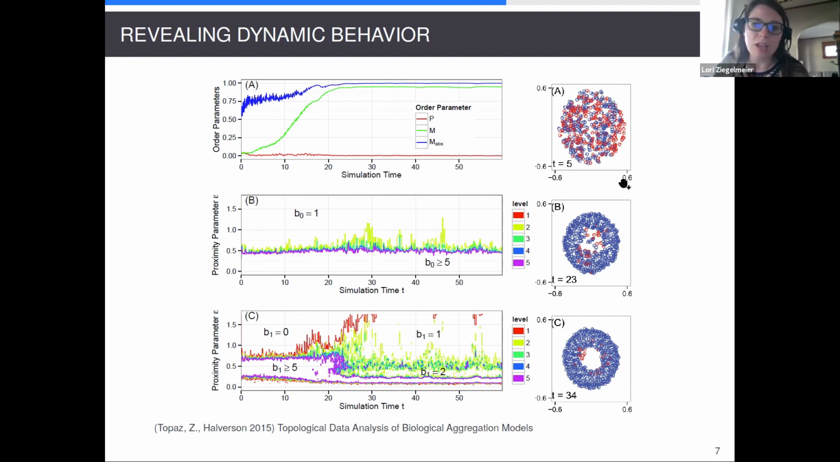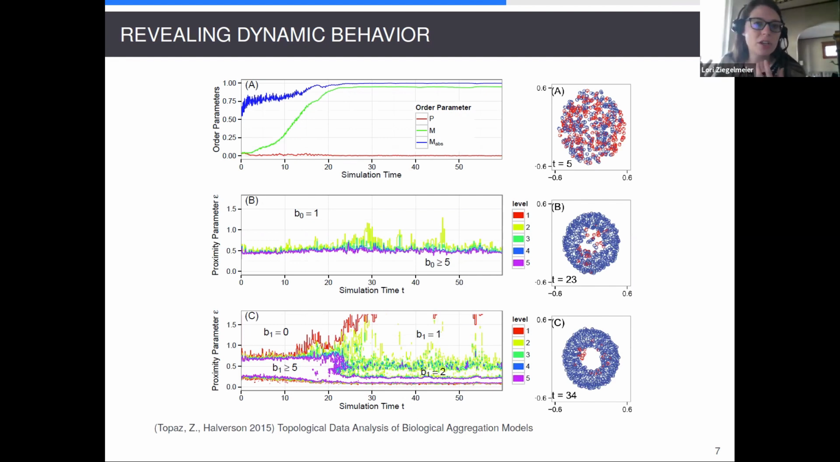And as time goes on, we see that we have this structure where most of the particles move clockwise and a small minority move counterclockwise. So this is called a double mill structure. Now, before topology started being applied to this, the biological modeling community would analyze the dynamic structure with something called an order parameter.